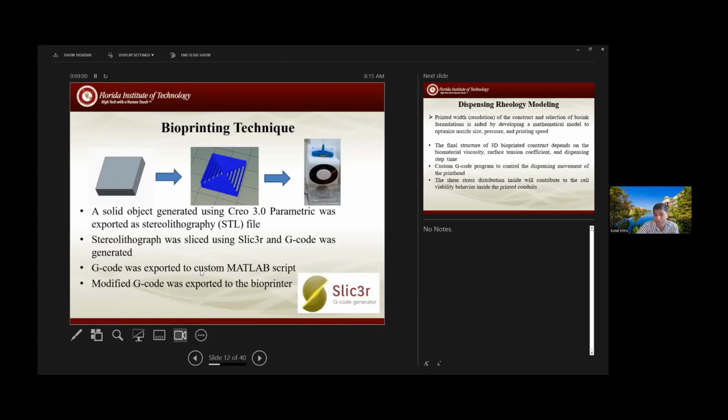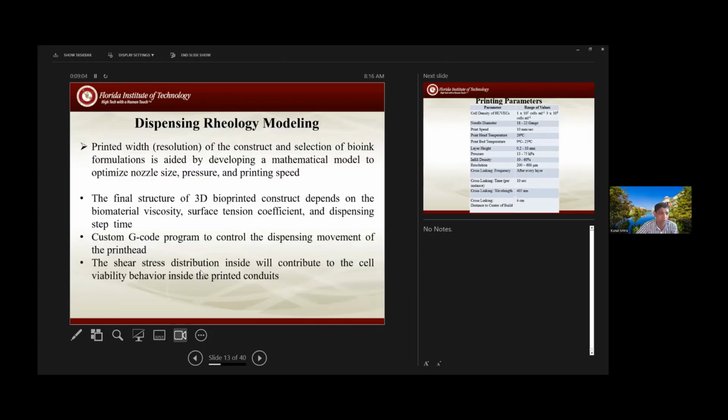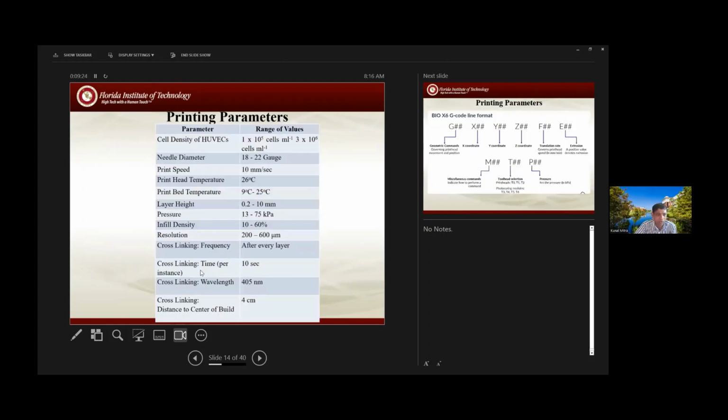But these days you can actually get a lot of custom, open source G-code that you can use for bioprinting. So again, as I mentioned, the rheology is an important part. So we did some numerical modeling so that you can optimize the nozzle size, pressure, and the printing parameters, because the viscosity, surface tension, and all of these things are going to play an important role in calculating the shear stress involved, which is going to affect the bioprint quality. So this tells you some of the parameters which you have to optimize during the printing.